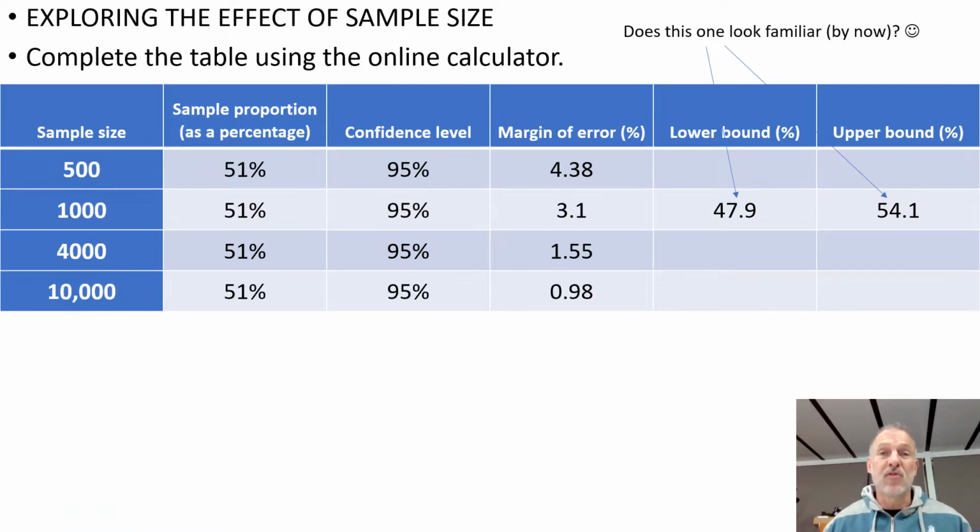What we have done so far is simply to look at the effect of different confidence intervals. But now I want you to explore the effect of sample size. So please complete this table and do it by using the online calculator, any one of the two. And I want to ask you something with a big smile. Does this one look familiar by now? The 47.9 and the 54.1, because we've already done it in the previous calculations.